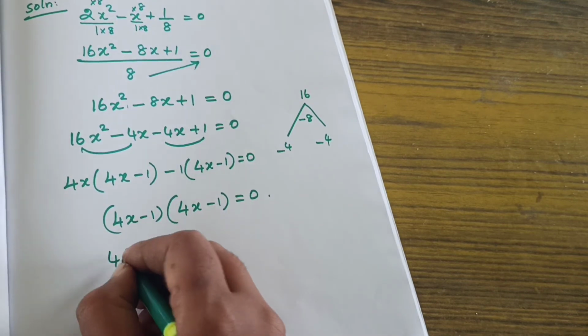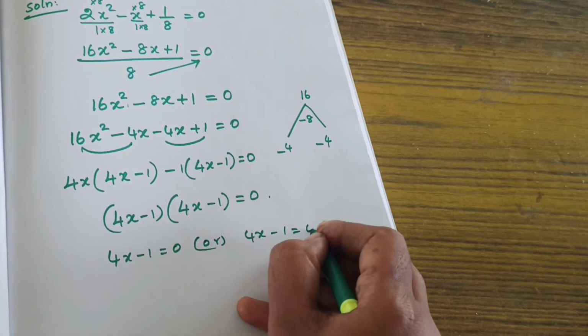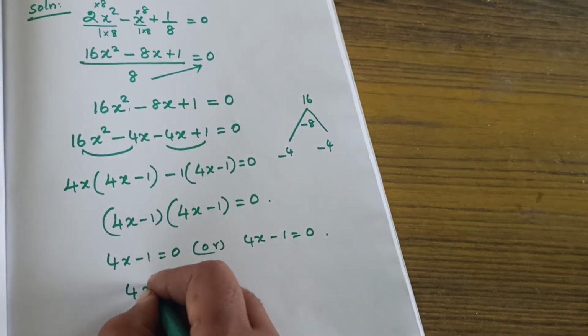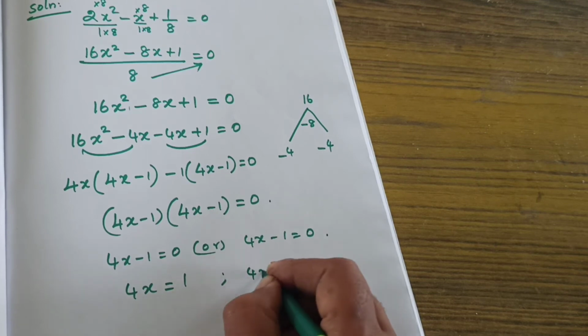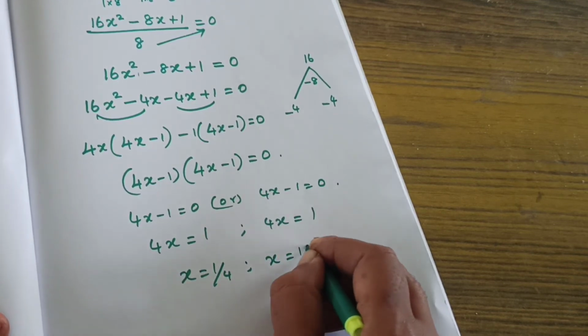Now separate this. 4x minus 1 equal to 0 or 4x minus 1 equal to 0. So 4x equal to 1. Here also 4x equal to 1. So x equal to 1 by 4 and x equal to 1 by 4.